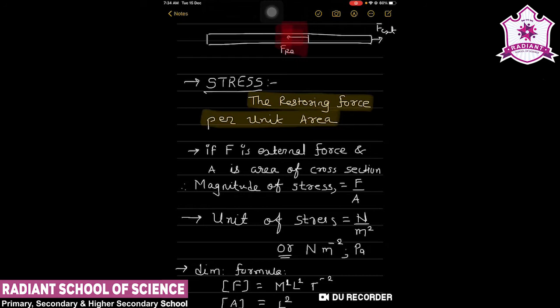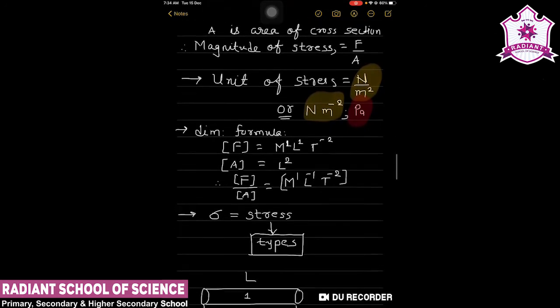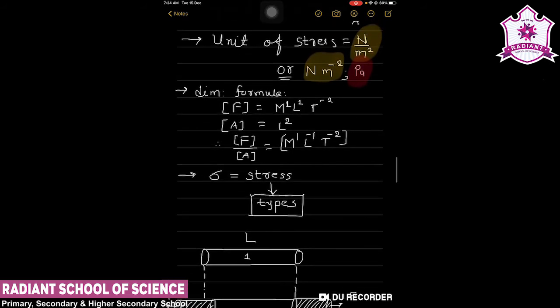Now obviously from the equation given, the unit of force is Newton and the unit of area is meter square. So the unit of stress is Newton per meter square, or Newton meter raised to minus 2. This is the same unit as for pressure, so it is also given as the Pascal unit, and they have the same dimension on that basis.